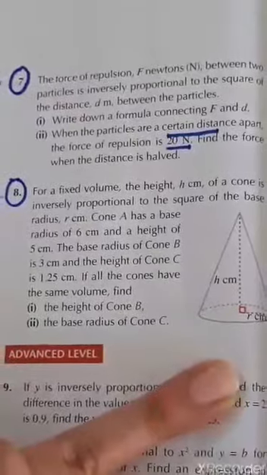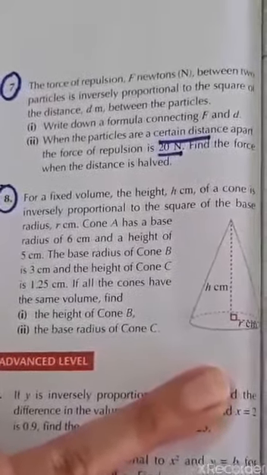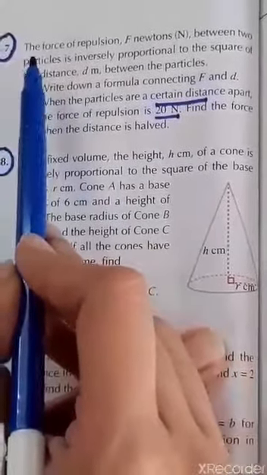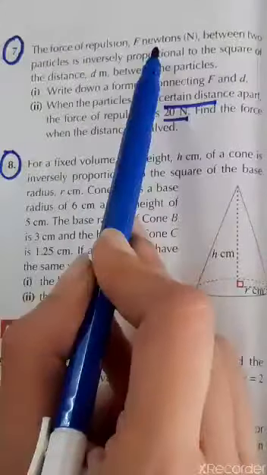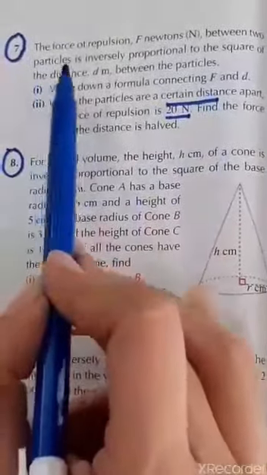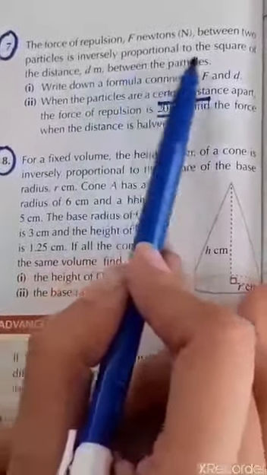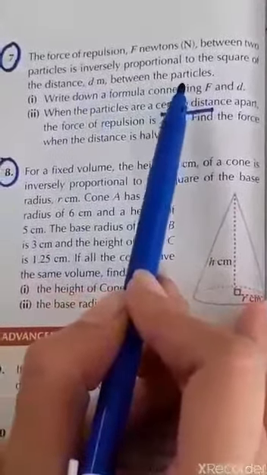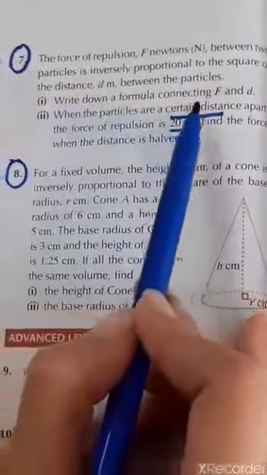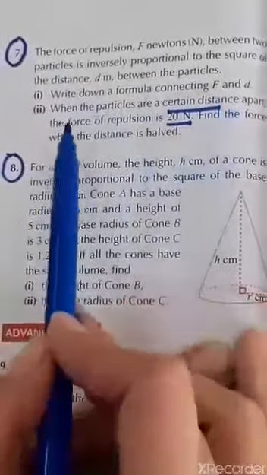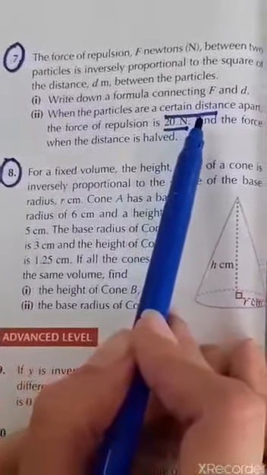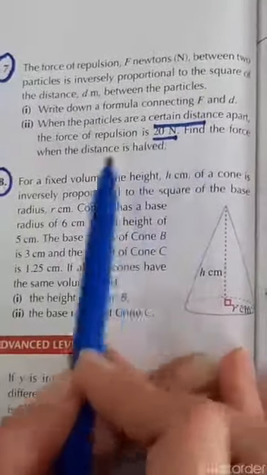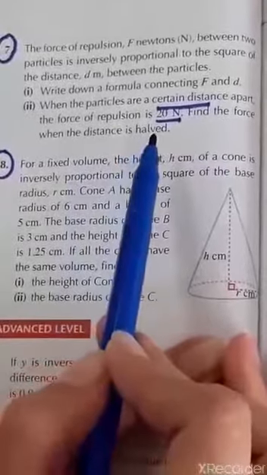This video is about question number 7 and 8 of exercise 1D, that is the assignment of week 4. First I am going to explain exercise 1D question number 7, which says the force of repulsion F newtons between two particles is inversely proportional to the square of the distance d meters between the particles. Write down a formula connecting F and d, and when the particles are at a certain distance apart, the force of repulsion is 20 newtons. Find the force when the distance is halved.